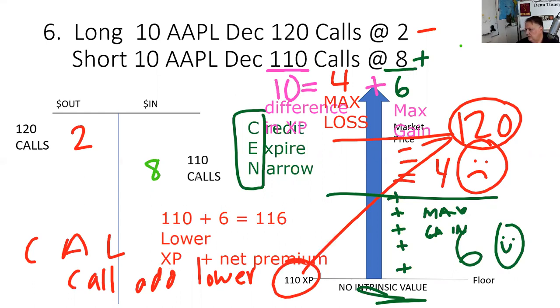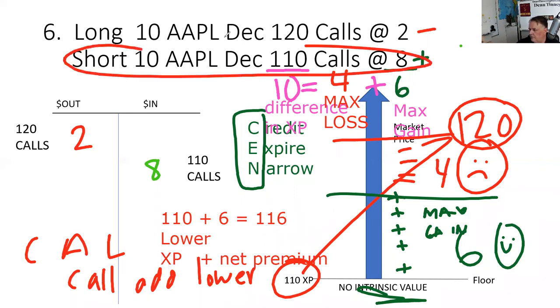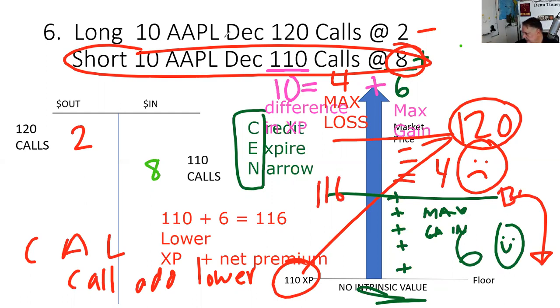or bearish. Where do we want the stock to be in relationship to this number? And remember, the larger premium dominates the position. So this 8 is what's dominating the position, and therefore this is a bearish spread. We want Apple to be below 116. There's our break even, by the way. Test taking trick: the break even has got to be somewhere between those two numbers.